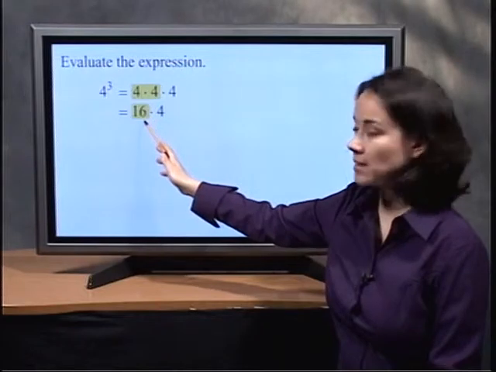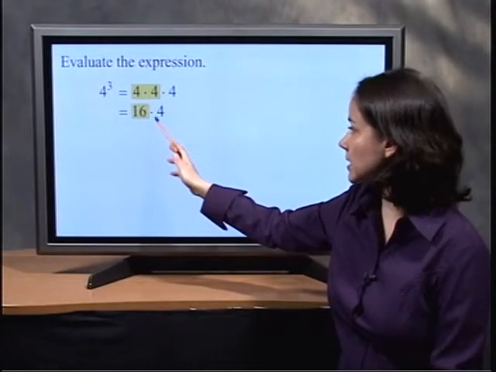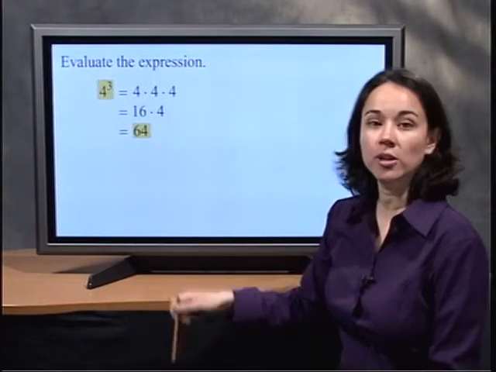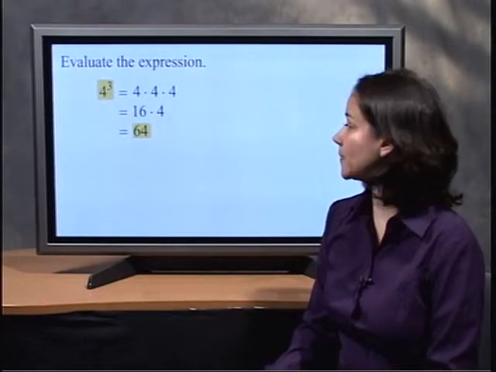4 times 4 is 16. And so now we have 16 times 4, which is 64. So 4 cubed is 64.